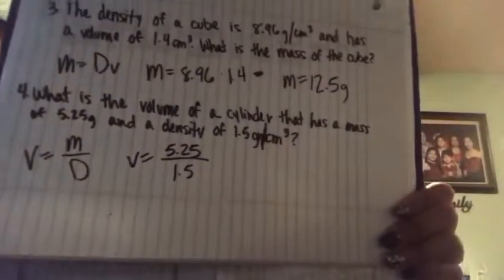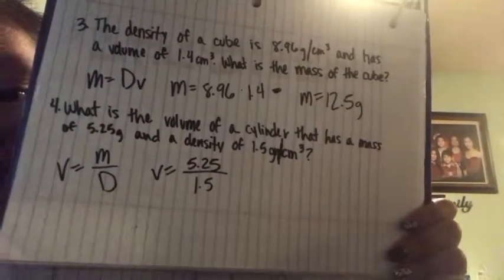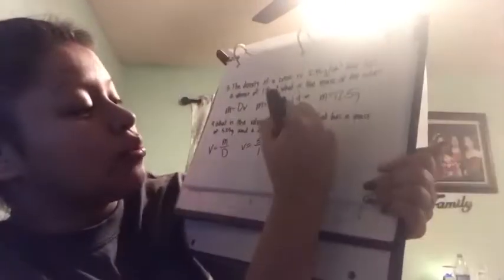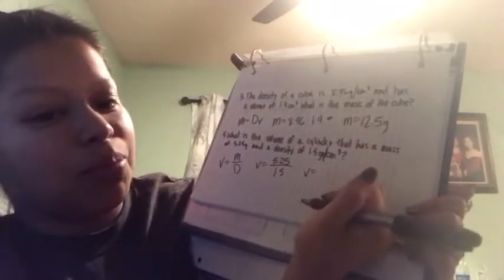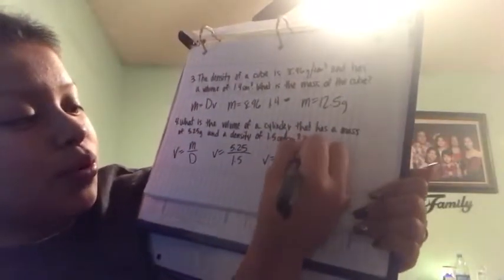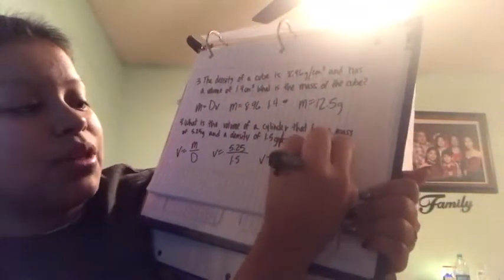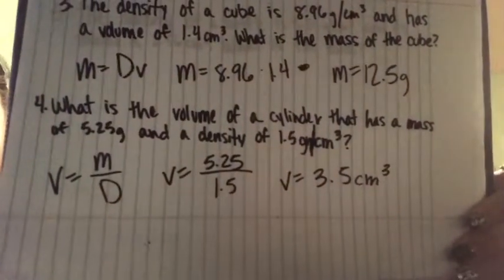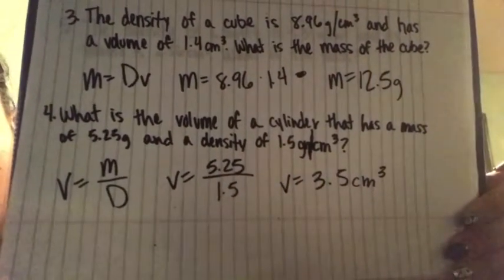So in that case, we're going to divide those and see what we get. 5.25 divided by 1.5 is 3.5. So the volume for this problem would be 3.5 centimeters cubed, like that.